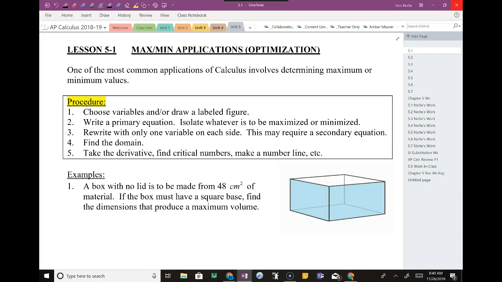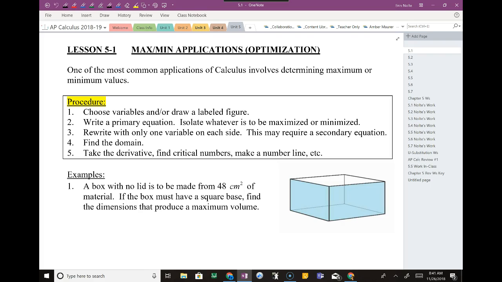The procedures they give us are, first, we make sure we have correct variables. You can draw a picture if that helps; I always think that does help. Then you write the primary equation and isolate whatever has to be max or min. So how do you find a max or a min, by the way? Derivative. Okay, so we're going to derive it.